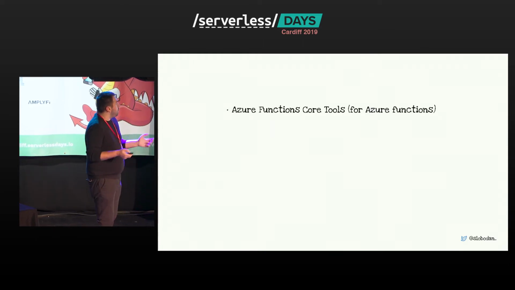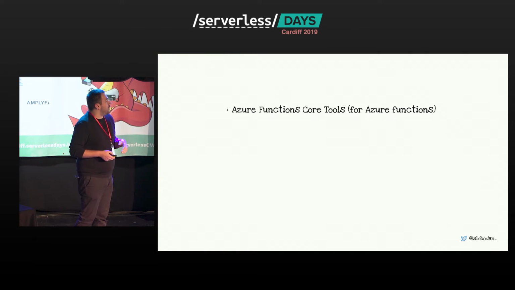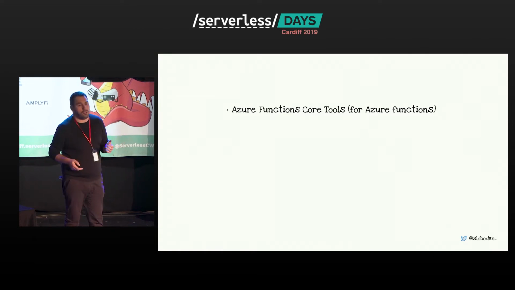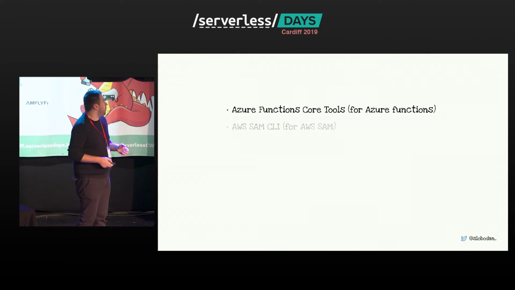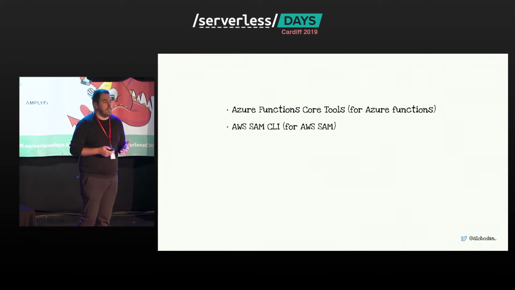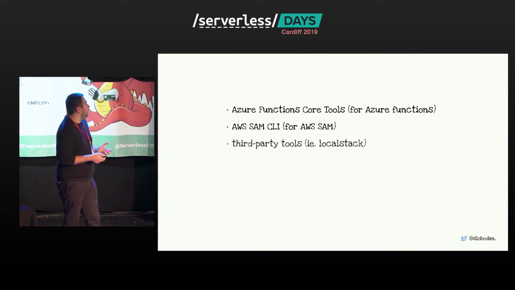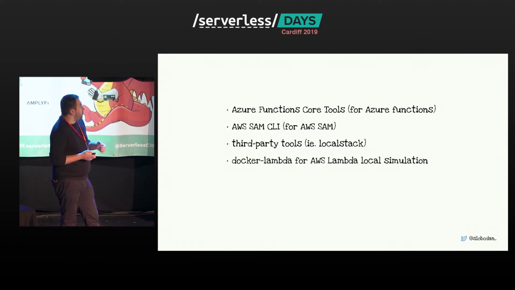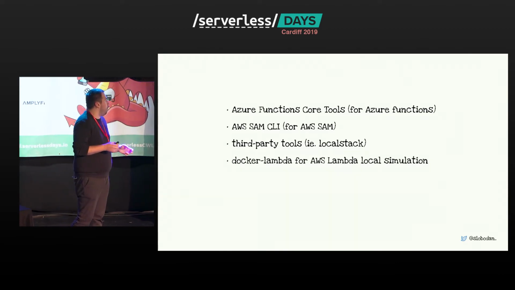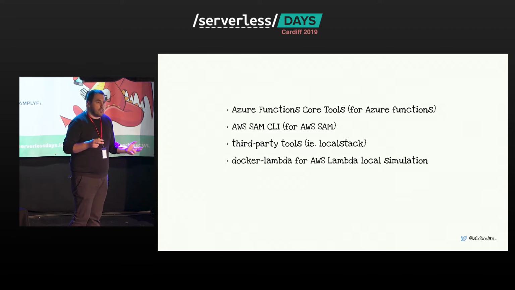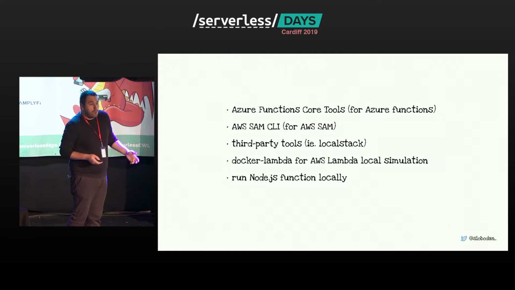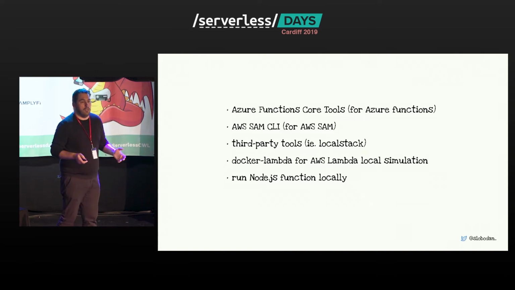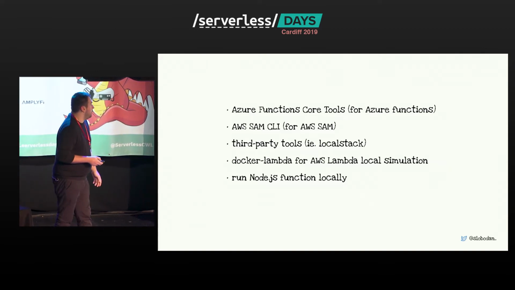For example, if you're using Azure, I think we saw that today, basically you can run that through Visual Studio Code and many other things. If you're using AWS SAM CLI, you can run your function locally. You can use some third-party tools like LocalStack and many other things. And you can even use a Docker container to run something that looks like a serverless function that simulates the environment. Or if you're just writing Node.js or some other programming language, you can just run that manually in your command line and test that your function really works.